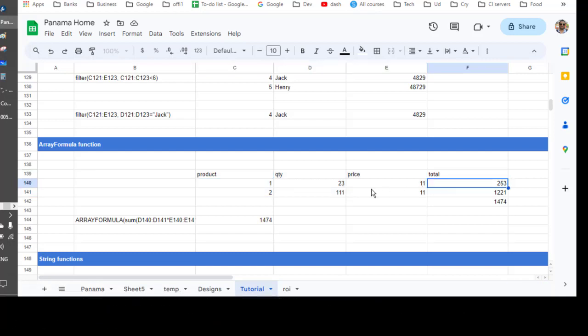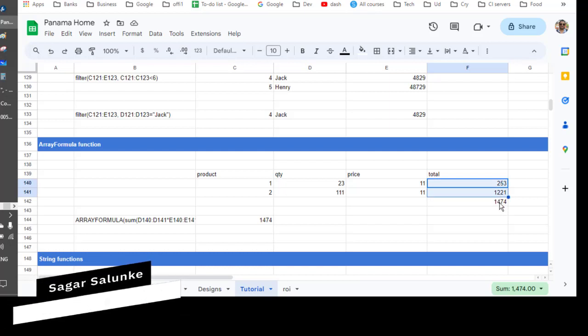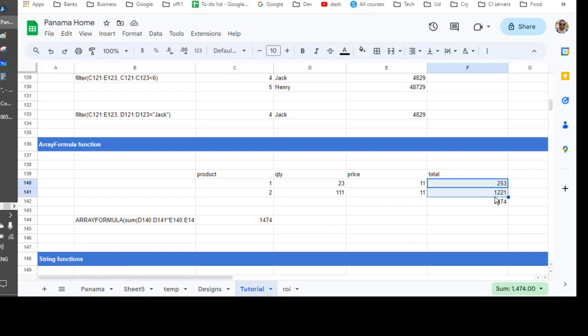So if you want to get the total of this, then you can just multiply these two cells, right? And then we can do the same thing for this as well. So this is the total costs, and that is 1474, the sum of these two numbers. So here what we are doing is that we are multiplying the sale values. But with array formula, what you can do is that we don't need to do this total column.